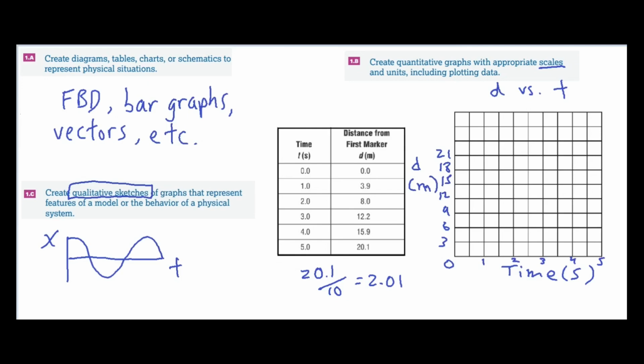Okay, so let's go ahead and plot these points. We have 0, 0, 1 up to 3.9. We're going to sort of eyeball it the best we can. 2 up to 8.